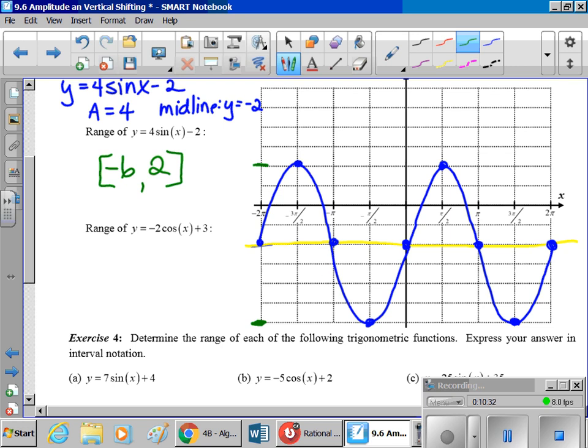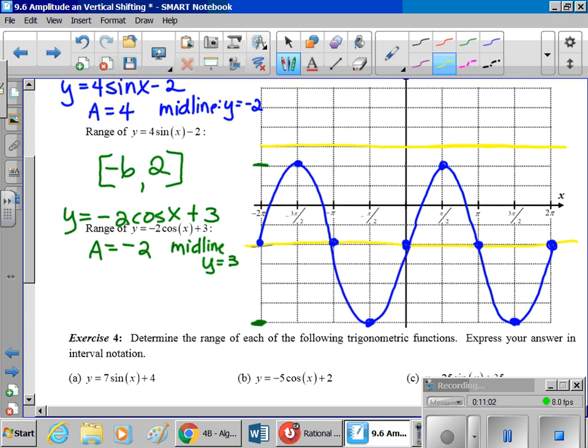So now let's do the same thing for our second graph, y equals negative 2 cosine x plus 3. So here we have a is equal to negative 2 and the midline is at y equals 3. So this is going to shift up to y equals 3, which is all the way up here. And again, I'm going to pretend that's my x-axis.